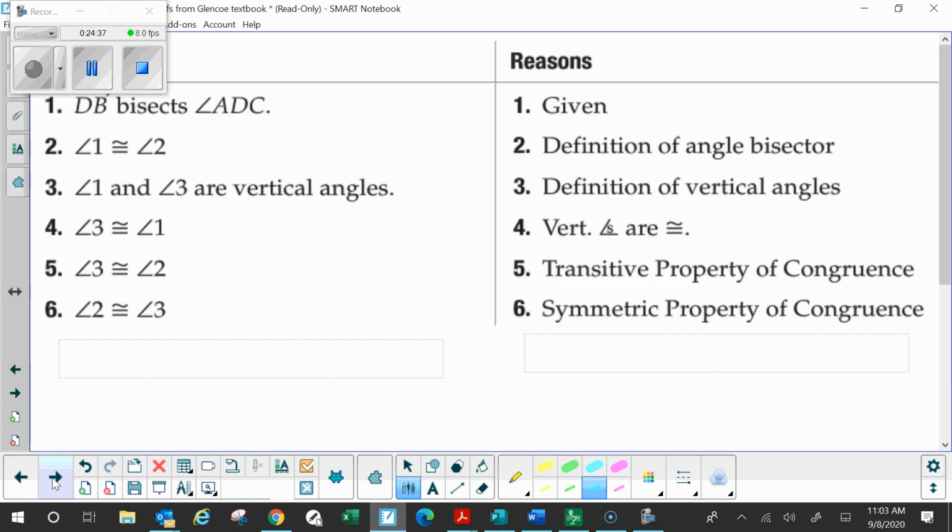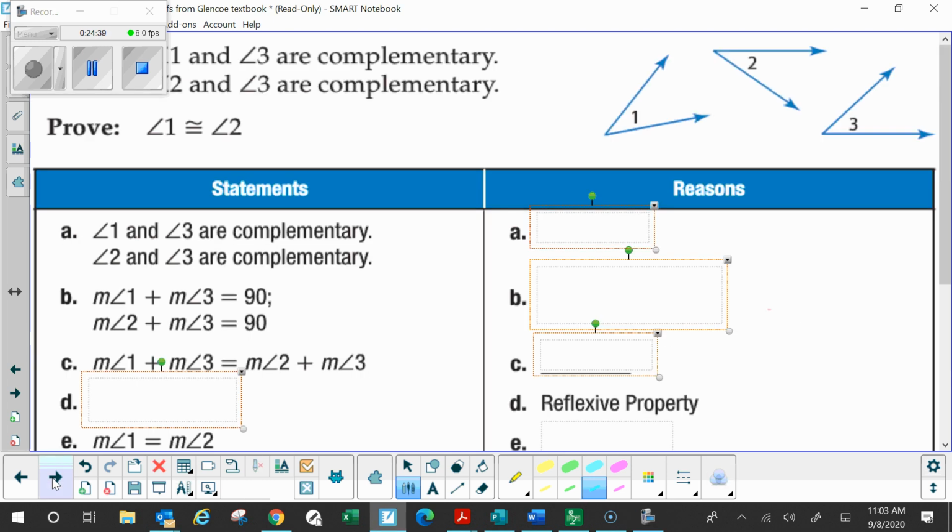One more example. Our given statements say angle 1 and angle 3 are complementary. Angle 2 and angle 3 are complementary. You're trying to prove angle 1 is congruent to angle 2. So what is reason A? Given. Good job.